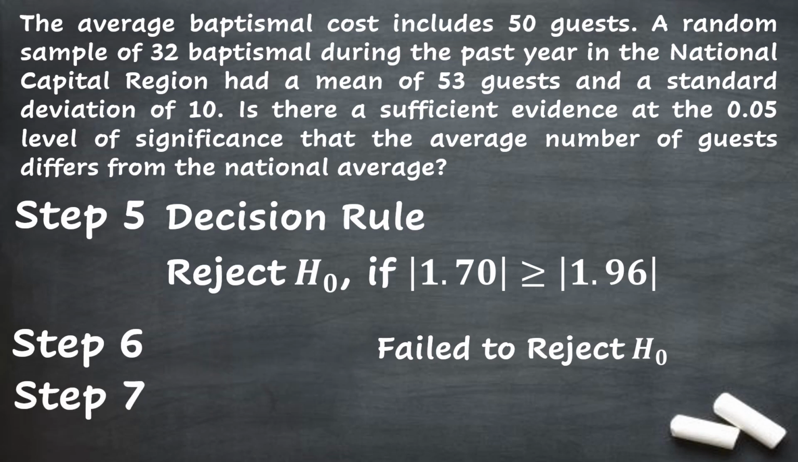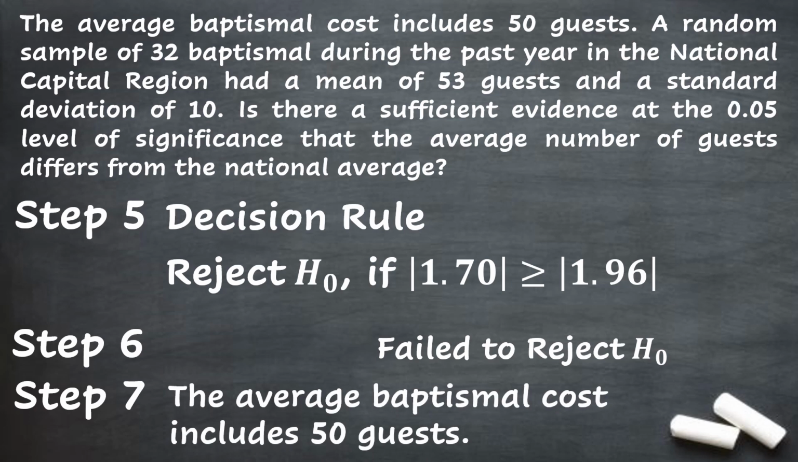Next, step 7 is we have to conclude based on step 6. So, since we failed to reject the null hypothesis, we have to stick with the null hypothesis. Then going back to step 1, our null hypothesis is the population mean is equal to 50. So, what can we infer from that population mean is equal to 50? So, that population mean equal to 50 can only be concluded as the average baptismal cost includes 50 guests.